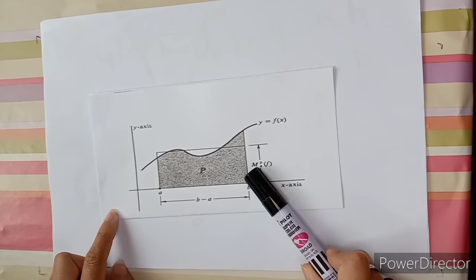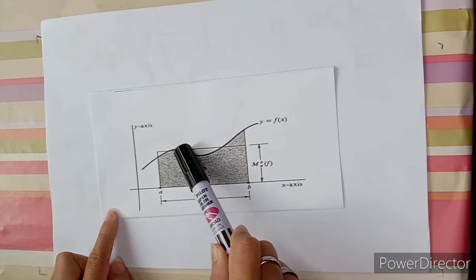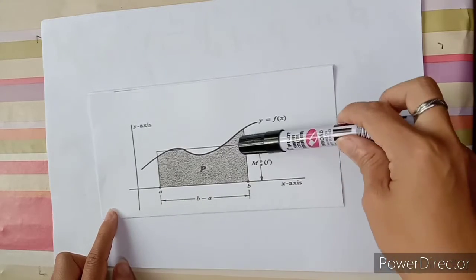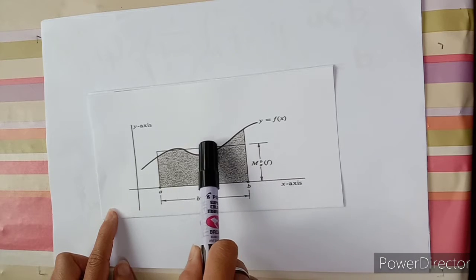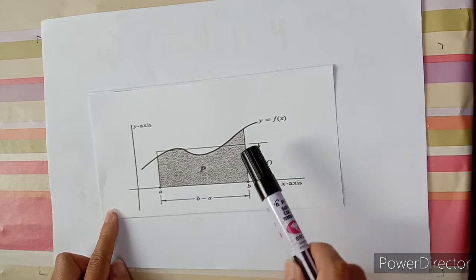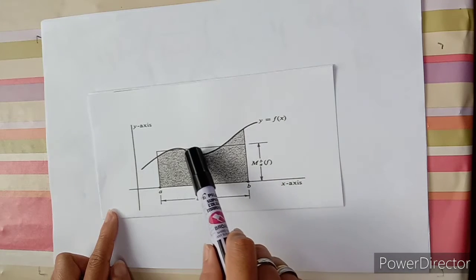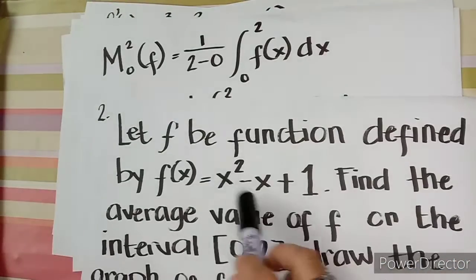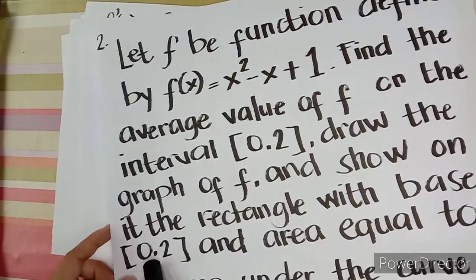Let me first explain what the average value of a function is. We have here the original form of the function. And this one is the average value of the function, where the rectangle can be at its highest. So the area of this rectangle is also equal to the area under this curve. From the problem, we have the function x squared minus x plus 1 and its interval is 0 and 2.